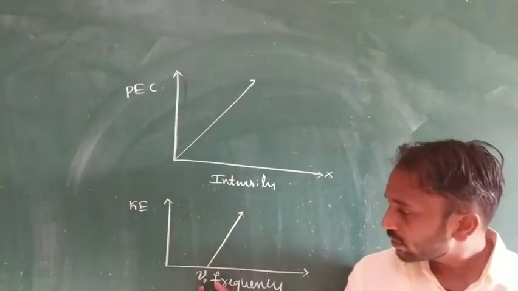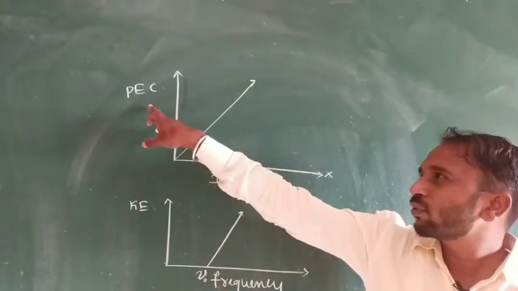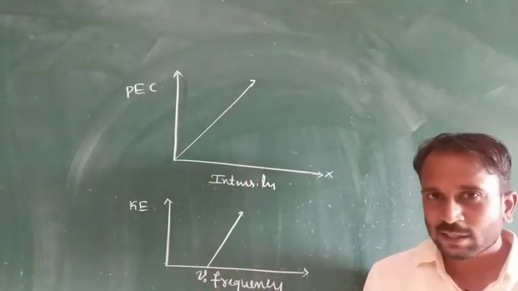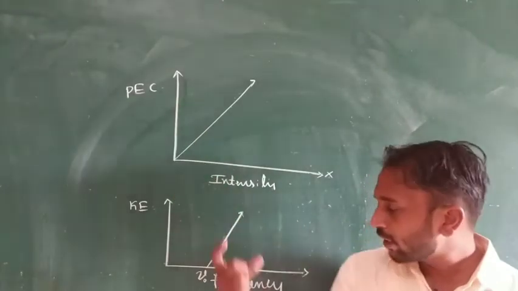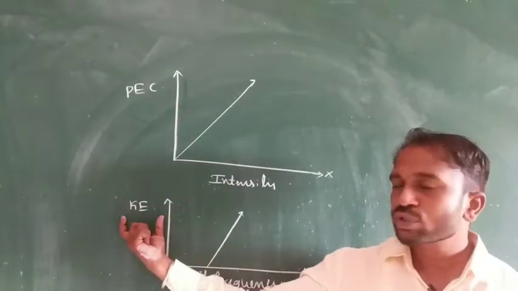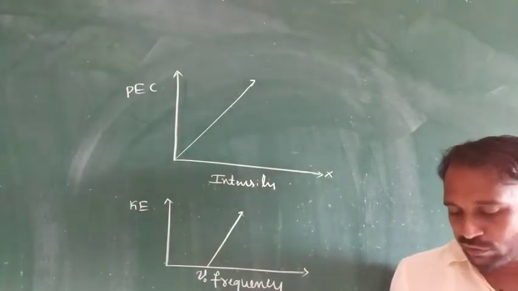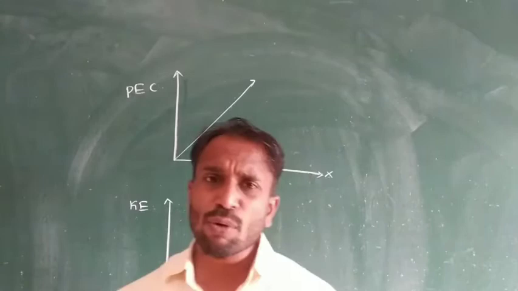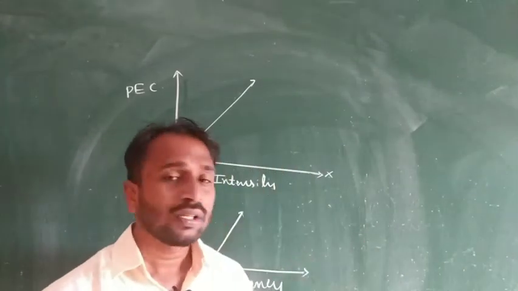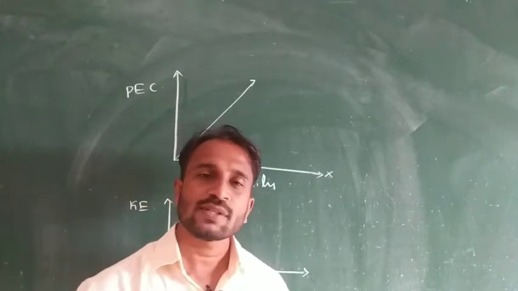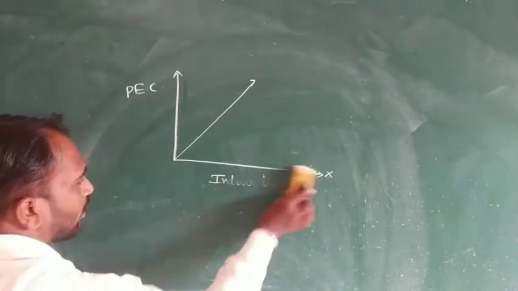So these graphs represent kinetic energy versus frequency and photoelectric current versus intensity. It means the intensity is directly proportional to the photoelectric current, and the frequency is directly proportional to the kinetic energy of a photoelectron. Today we will discuss stopping potential versus intensity, and stopping potential versus frequency of incident radiation.